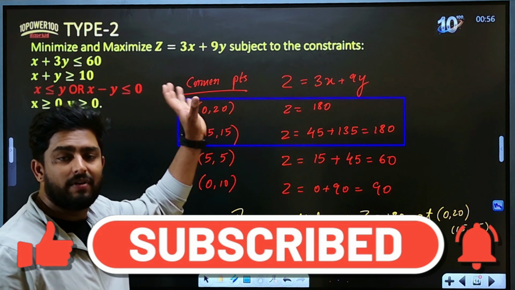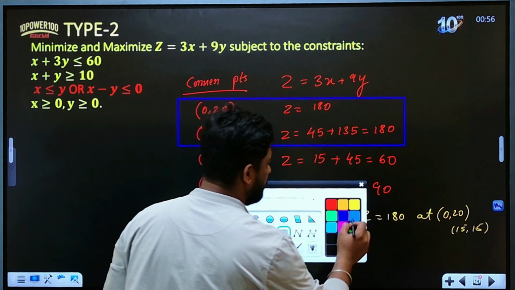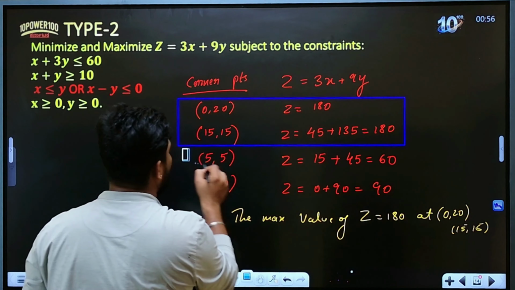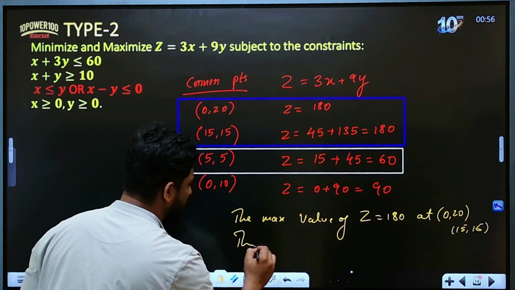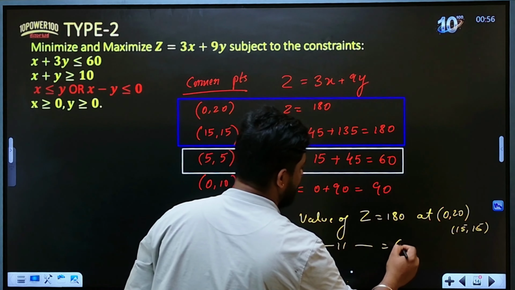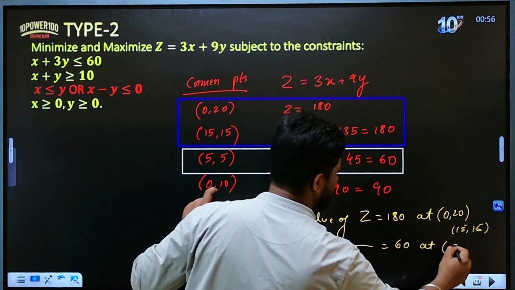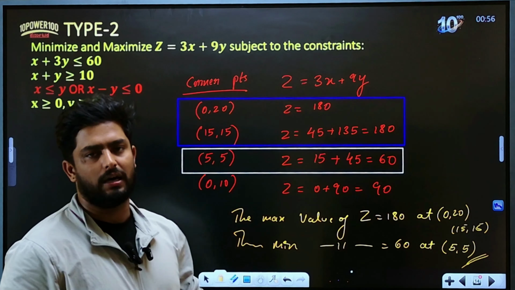Since they have asked both, we have tried minimum also. So look at this one. The minimum value of z is what? It is 60, right? So write even that one. So the minimum value of z is equal to 60 at, it's only one point, so it is (5, 5). That's it, children. Okay, so if you do this much, you get 6 marks easily.